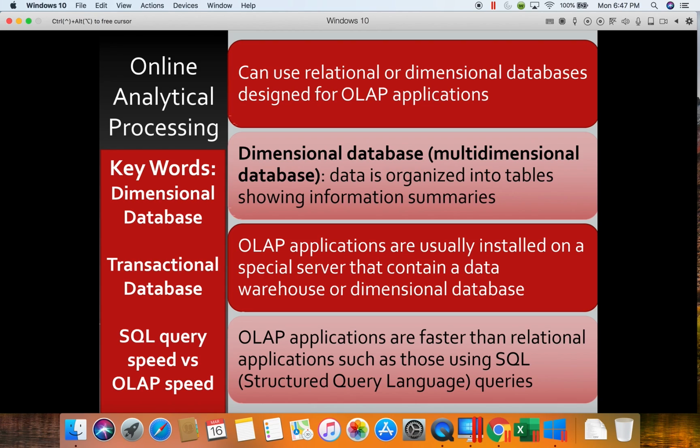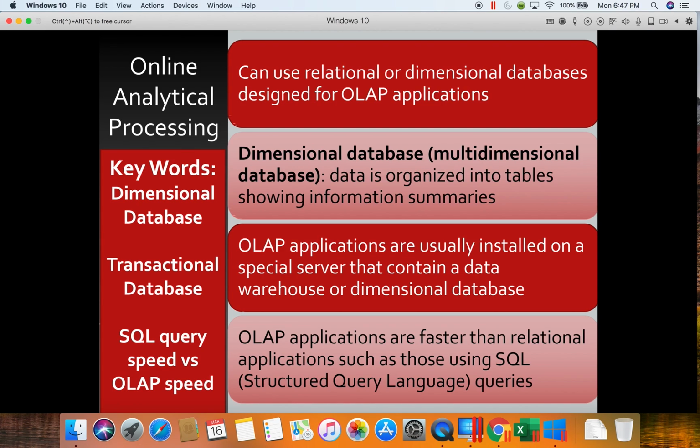And in these dimensional databases, in addition to storing the detailed transactions, they also store the information in summary and ratio format so that we do not have to wait for that to be calculated. So the difference between a traditional database, a transactional database, and a dimensional database is the transactional database only is storing the transactions. It does not store the summaries or the ratios. Those have to be calculated every time.